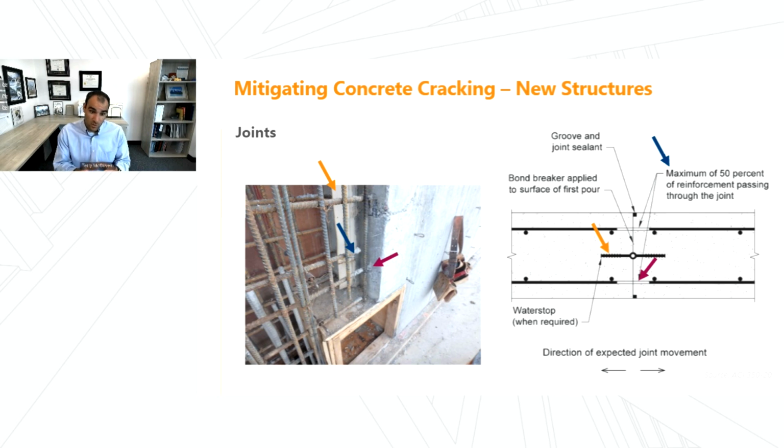So in the project that we were looking at on the photo on the left, they implemented this approach in order to try to mitigate some of the potential restrained shrinkage cracking by allowing more movement at that joint, and keeping it away from distributed cracks along the length of the wall.